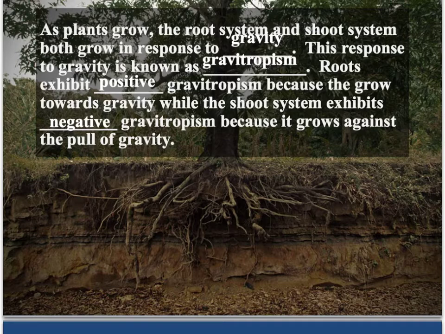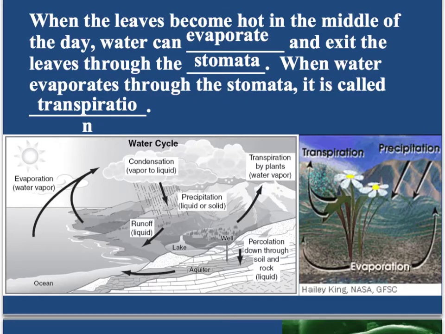When plants grow, the root system and shoot system both grow in response to gravity. This response to gravity is known as gravitropism. The roots exhibit a positive gravitropism because they grow towards gravity, and the shoot system exhibits a negative gravitropism because it grows against the pull of gravity. So look at the picture behind the words, and look at the roots and how they're going down with gravity, and look at the tree trunk that's growing upwards against gravity.